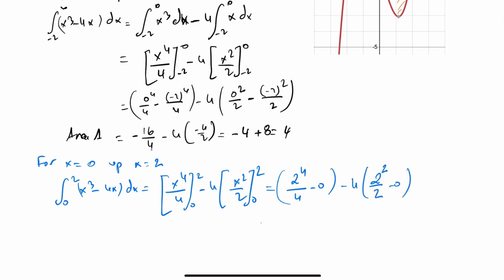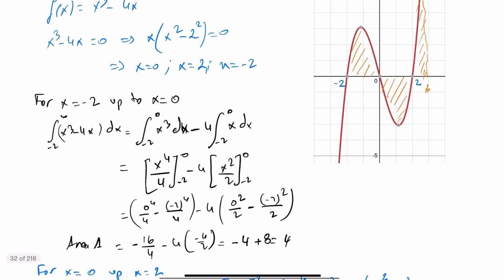This gives us 16 over 4 minus 4 times 4 over 2, which is 2, so 4 minus 8, which is minus 4, but we need to take the absolute value of that. So area 2 is equal to the absolute value of minus 4, which is 4. So now we have found area number 2. Now let's find area number 3.